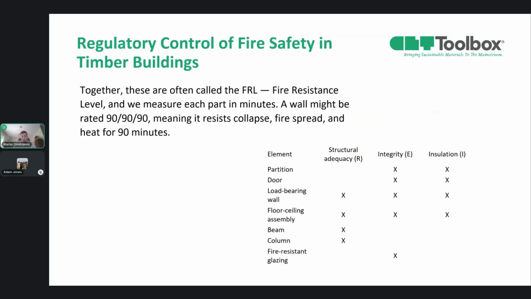Together, these criteria are often called FRL, or fire resistance level, and we measure each part in minutes. So a structural wall may be rated 90, meaning it resists collapse, fire spread, and heat for 90 minutes. A column obviously doesn't need to maintain a barrier against passage of fire because it's a one-dimensional element. On the other hand, a structural wall needs to achieve all three. So a column would have a different requirement compared to the structural wall. At the same time, a door is not carrying any structural load, but again needs to have thermal protection and also allow safe passage in case of fire. So different building elements have different criteria with different building types.